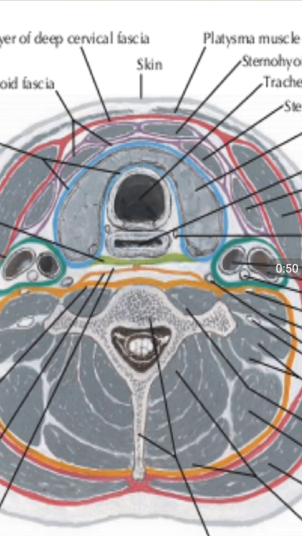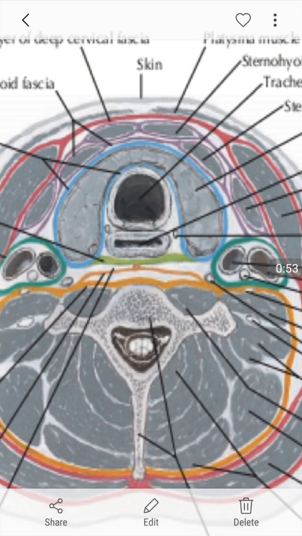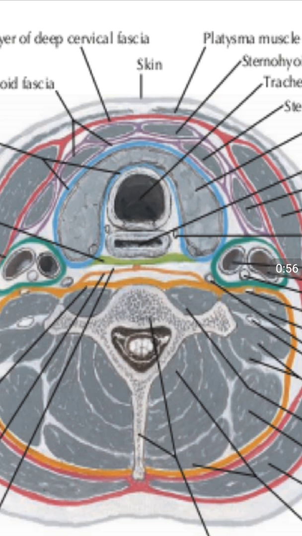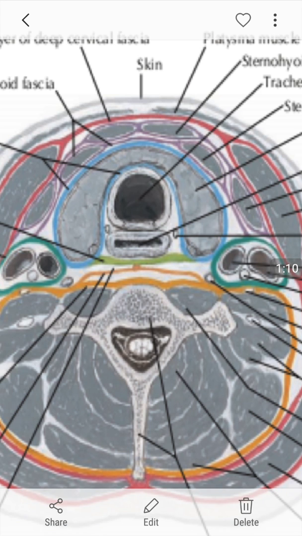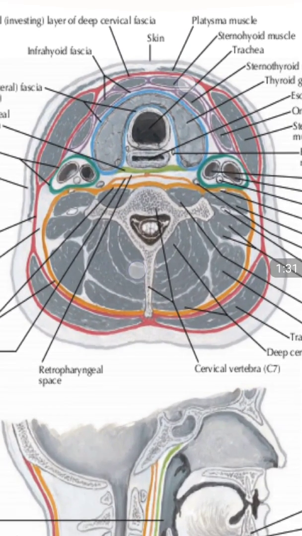The pretracheal layer is further subdivided into two parts: the muscular part and the visceral part. The visceral part is surrounding the thyroid gland, trachea and esophagus, whereas the muscular part surrounds the infrahyoid muscles. If you look carefully, we have a light purple color. The fascia surrounding these infrahyoid muscles is called the muscular part of the pretracheal layer. So the pretracheal layer actually has two layers: the muscular part surrounding the infrahyoid muscles, then the visceral part which is surrounding the viscera like thyroid gland, trachea and esophagus.